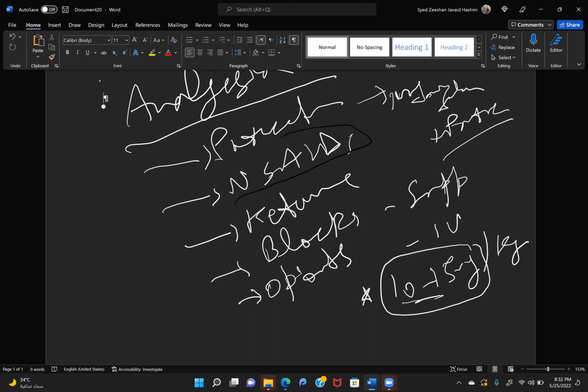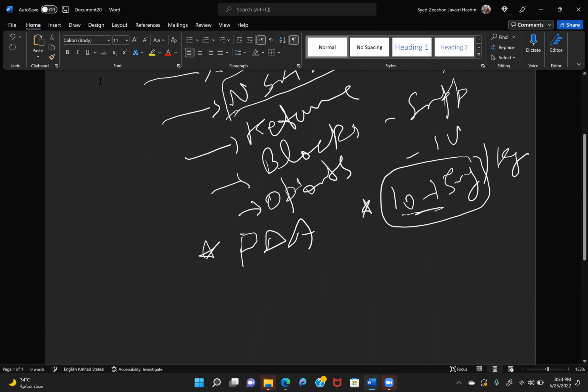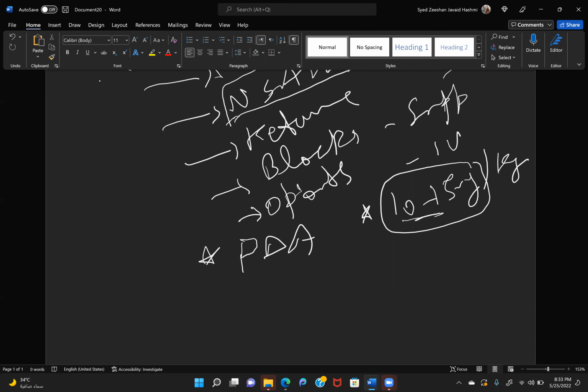NSAIDs are not contraindicated in pediatric patients, but if there are patients with patent duct dependent circulation, I will just discuss this PDA. For that, you should know about the fetal circulation. In fetal circulation, the ductus arteriosus bypasses the blood going towards the pulmonary artery, because the lungs are filled with fluid, so the blood is diverted through the ductus arteriosus and enters the aorta.